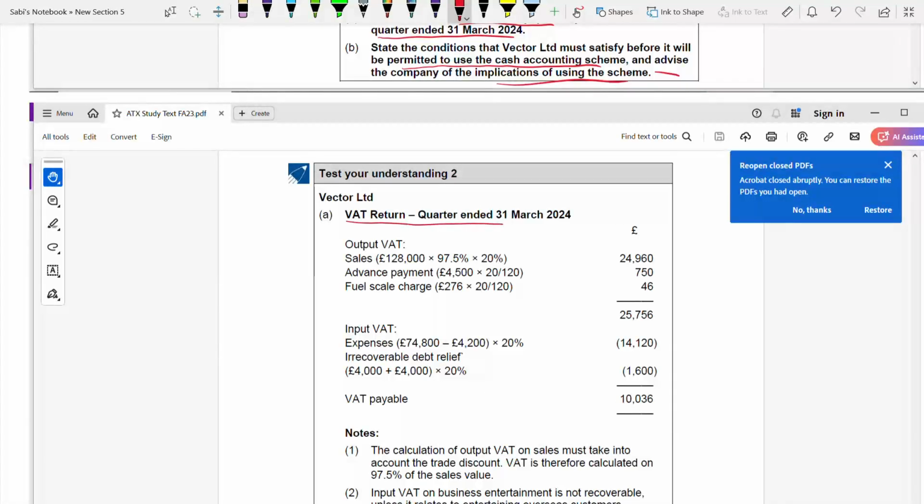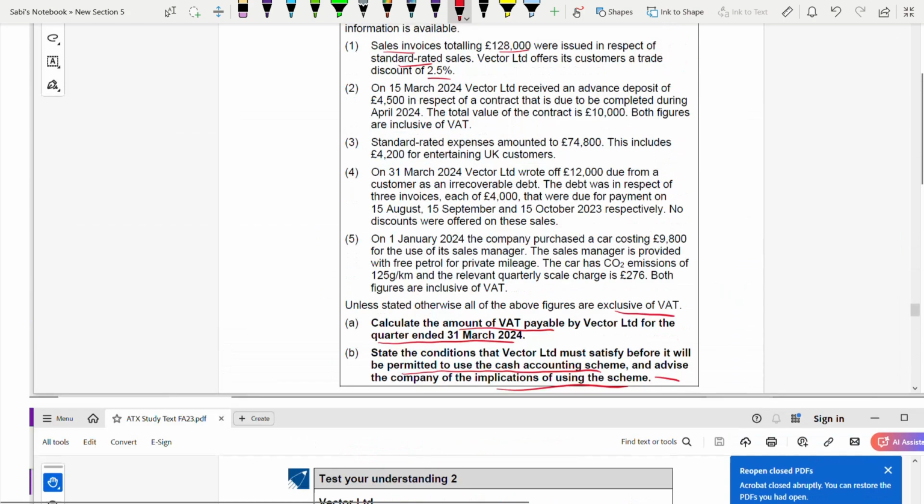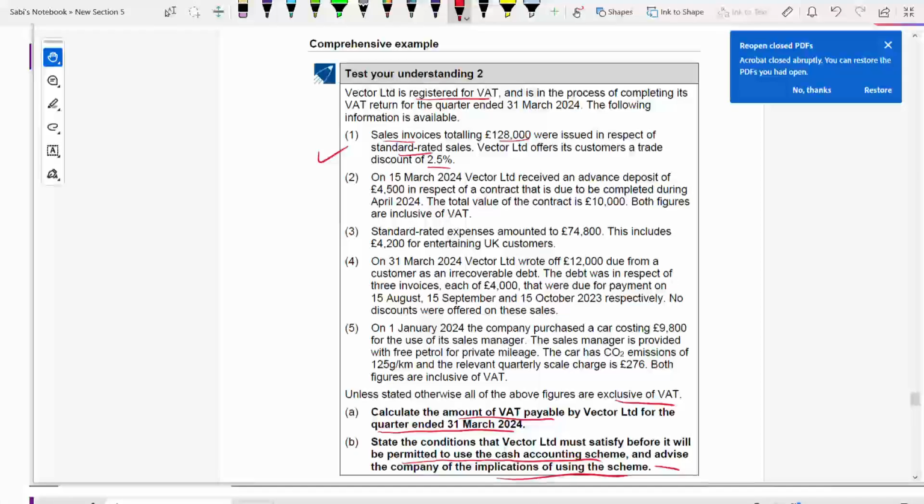So when you are doing the VAT return, you write it like this: quarter ended. First we'll list the output VAT, then we'll deduct the expenses, the input VAT. So here you are taking 20% of 128 after this trade discount. Done. Next, received an advance deposit. This is also an output VAT, 4,500. The total value of the contract is 10,000. Both figures are inclusive of VAT. They have told you, so you have to take the VAT out now.